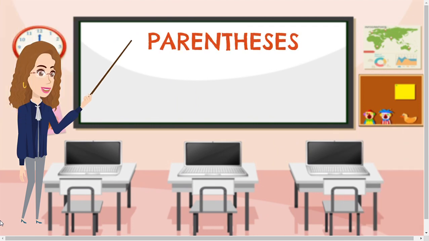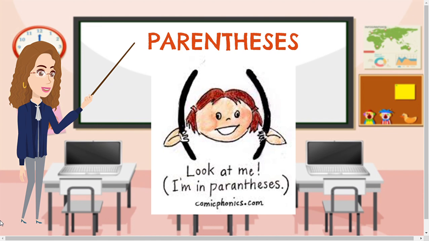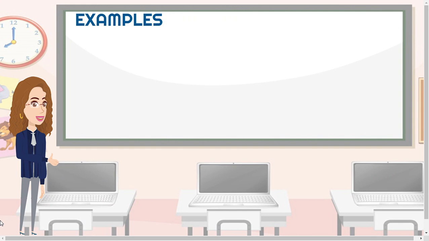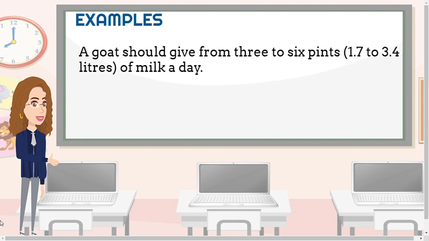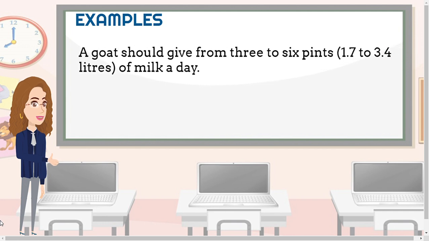Parentheses are used in a similar way to commas when we want to add explanations, additional ideas or comments that are related to the main idea expressed but have a distinctive character. Let's see some examples. They are also used to display options or alternatives. For example, a goat should give from 3 to 6 pints (1.7 to 3.4 liters) of milk a day.